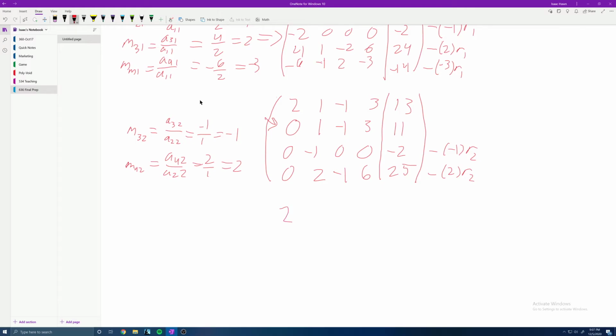Yeah, first row is the same: 1, minus 1, 3, 13. Second row is the same: 0, 1, minus 1, 3, 11. The second row here, so we take 0 minus negative 1 times 0, is still 0. Minus 1 minus negative 1 times 1 is 0. 0 minus negative 1 times negative 1 is negative 1. And we see this is 3, this is 9. And then we do the same thing for the last row there. I believe we get 0, 0, 1, 0, 3.